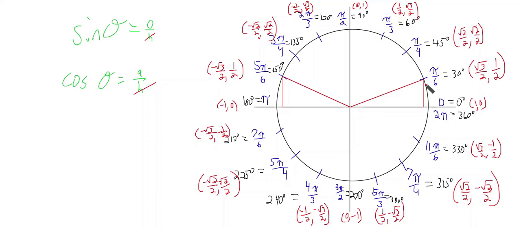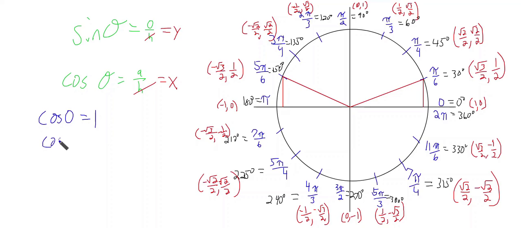The opposite side is always y. So sine of theta equals the y value, and the cosine of theta equals the x value. So let's put that to use. If you were to type into a calculator cosine of 0, then at 0 your x value is 1. It's going to tell you 1.